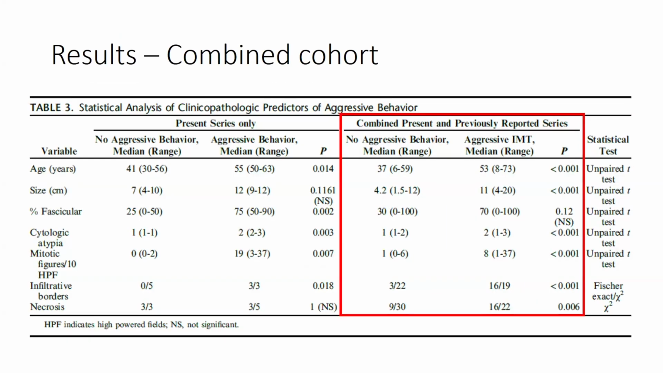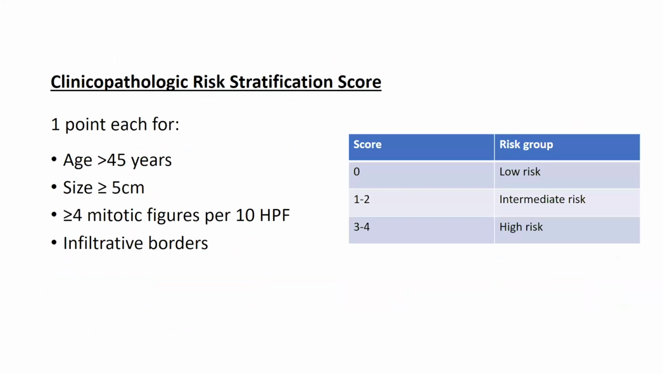Going back to this table now, focusing on the combined series, the key differences here are that a larger tumor size is now statistically significant, while the percentage of vesicular pattern is no longer significant. And using this data, a risk stratification score was developed with 4 factors. 1 point is scored for each of these factors, being age greater than 45, tumor size of 5 centimeters or more, 4 or more mitotic figures per 10 high power fields, and infiltrative borders. A score of 0 puts the tumor in the low risk category, 1 to 2 is intermediate risk, and 3 to 4 is high risk.